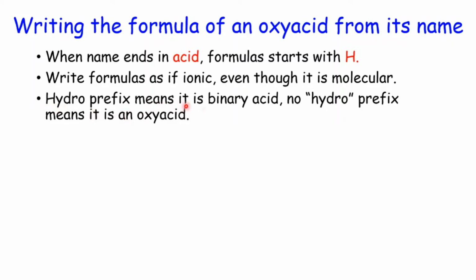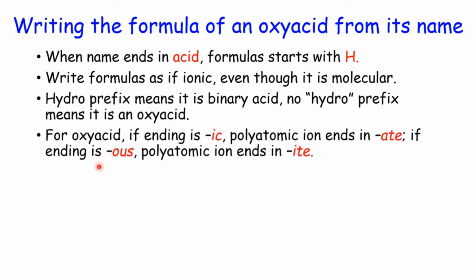Hydro prefix means it's a binary acid. No hydro prefix means it is an oxyacid. Okay, just two types of acid. For an oxyacid, if the ending is IC, then the polyatomic ion should end with ATE. If the ending is OUS for the acid, then the ion's suffix should be ITE.